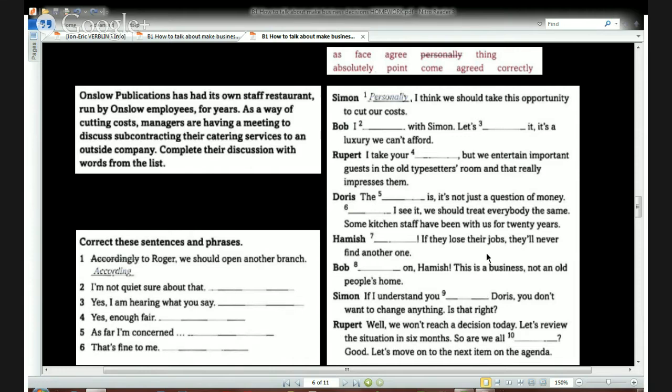And Anton, Rupert says? Well, we won't reach a decision today. Let's review the situation in 6 months. So, are we all agreed? Fantastic. Good. Let's move on to the next item on the agenda. Okay. And so that's a model for how we can have our business meeting. These keywords, you might want to keep this.